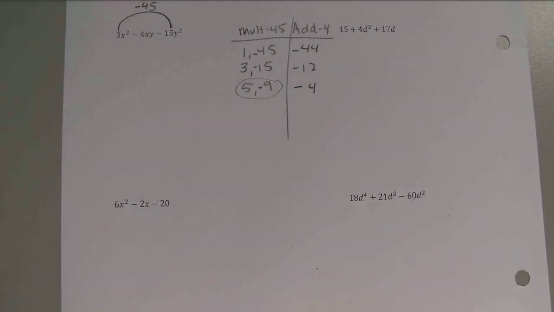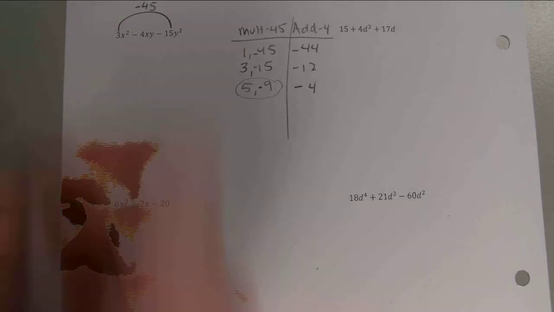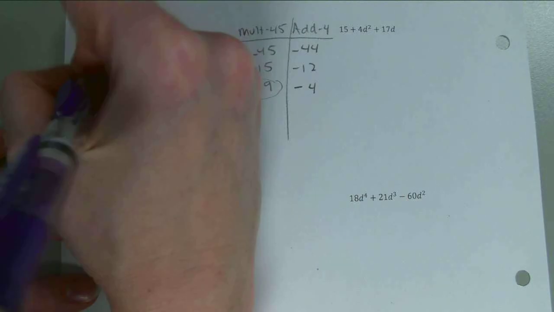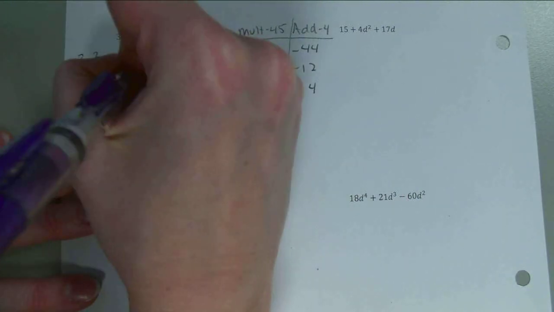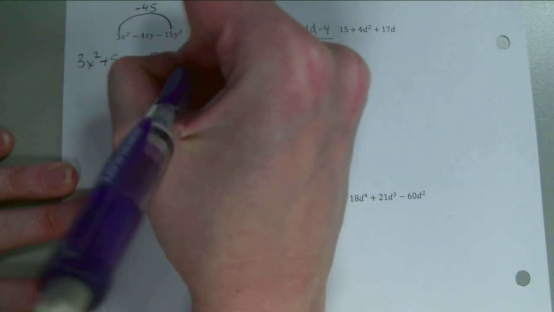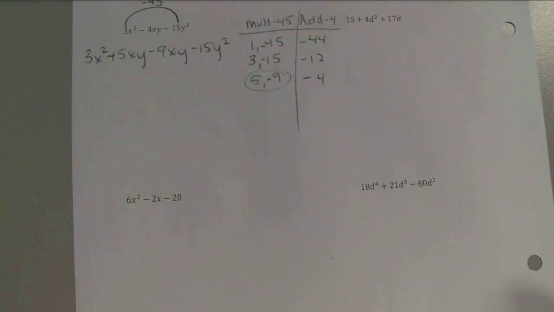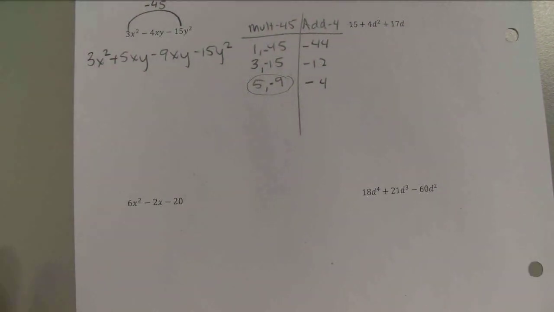All right. So how is this different? The only thing that's different, guys, is when you go to write that 5 and that negative 9, don't split it up as an x with one and a y with the other, because then those aren't like terms. Keep whatever your variables in the middle with both of them. So write it as a 5xy and a negative 9xy, and that's the only difference. 3x squared plus a 5xy minus a 9xy minus a 15y squared. And by factor by grouping, all the variables will take care of themselves, believe it or not.